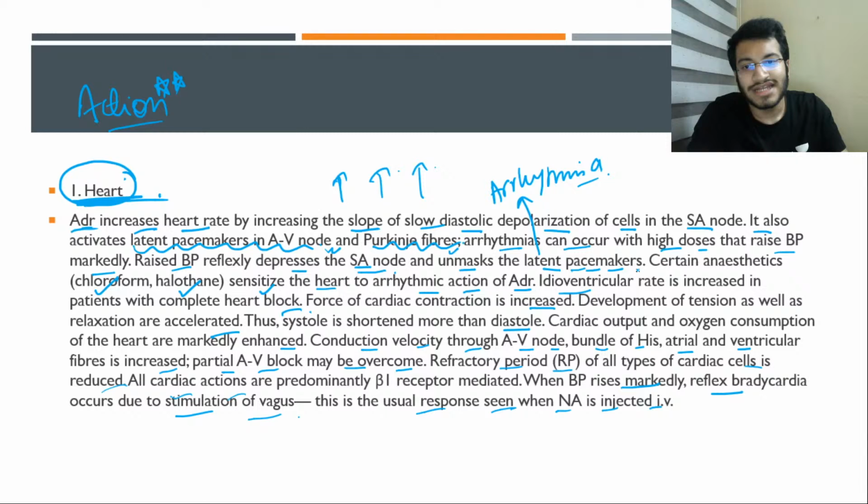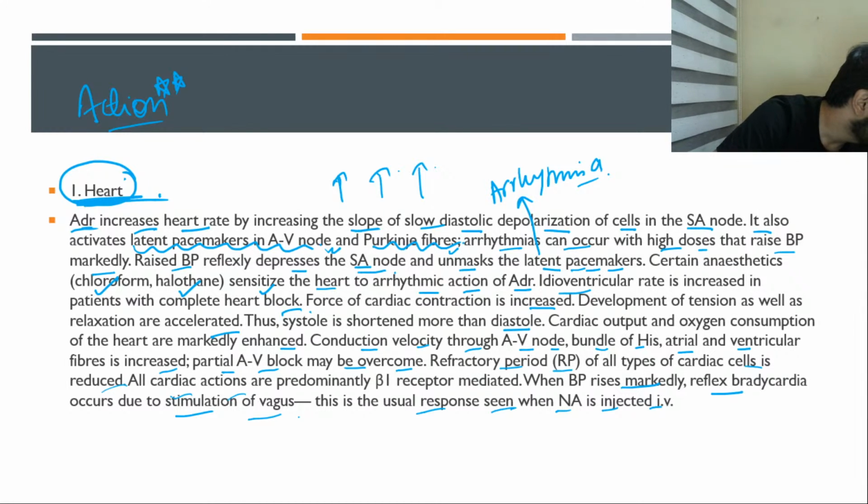Certain anesthetics like chloroform, halothane sensitize the heart to arrhythmic action of adrenaline, and idioventricular rate is increased in the patients with complete heart block, and force of contraction is increased, development of the tension as well as relaxation are accelerated, thus systole is shortened more than diastole, and cardiac output and oxygen consumption of the heart are markedly enhanced. The conduction velocity through AV node, bundle of His, atrial and ventricular fibers is increased. Then partial AV block may be overcome. Refractory period of all types of cardiac cells is reduced, and all the cardiac actions are predominantly beta 1 receptor mediated. And so beta 1 stimulation will be causing all these actions, right?